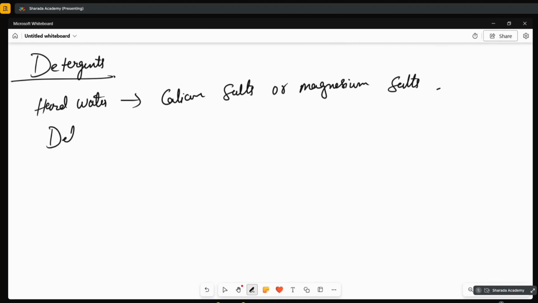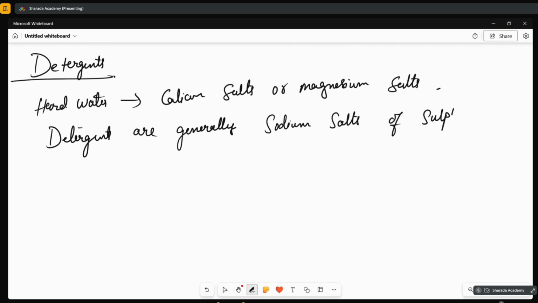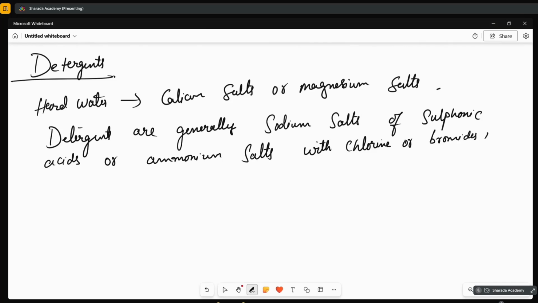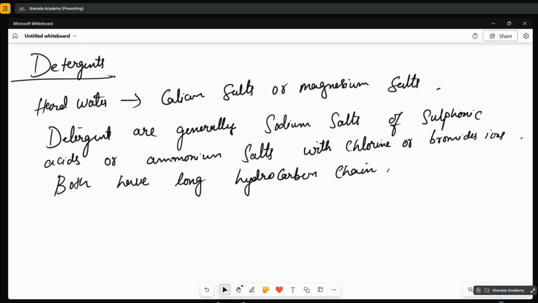Write down this. Detergents are generally sodium salts of sulfonic acids or ammonium salts with chloride or bromide ions, and both have long hydrocarbon chains.